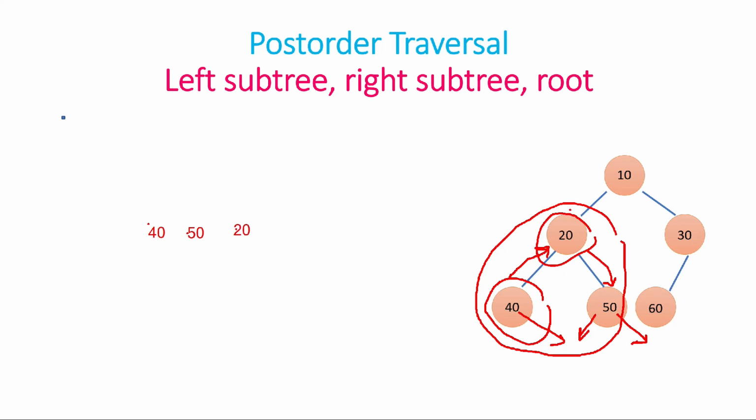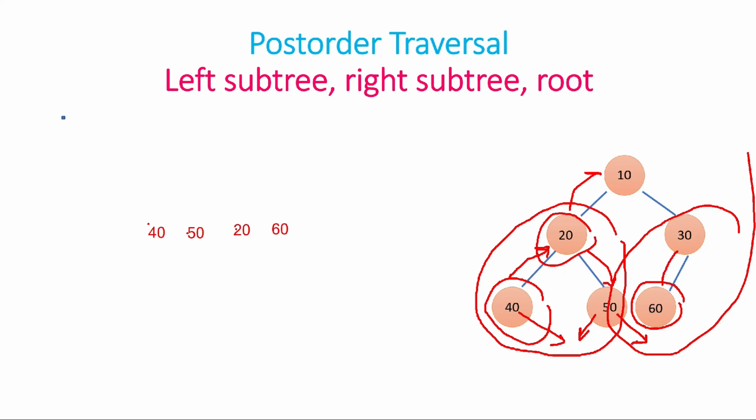Now this traversal is done, you will move to 10. But since you have not traversed the right subtree of 10, you will not print it. Let's come to the right subtree of it. So 30 is the first element here, but you will not print it. You will move to the left subtree of it, which is 60. So you come to 60 and here both left and right subtrees are null. So then you will print 60 here.